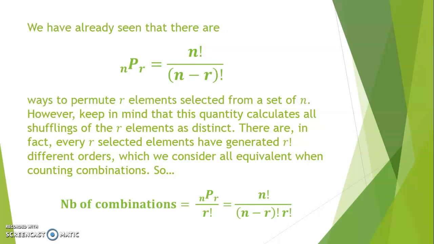Because once again, for every combination, the permutations include orders that the combinations do not. Okay, so we're unscrambling in the case of combinations. We're removing the effect of order.